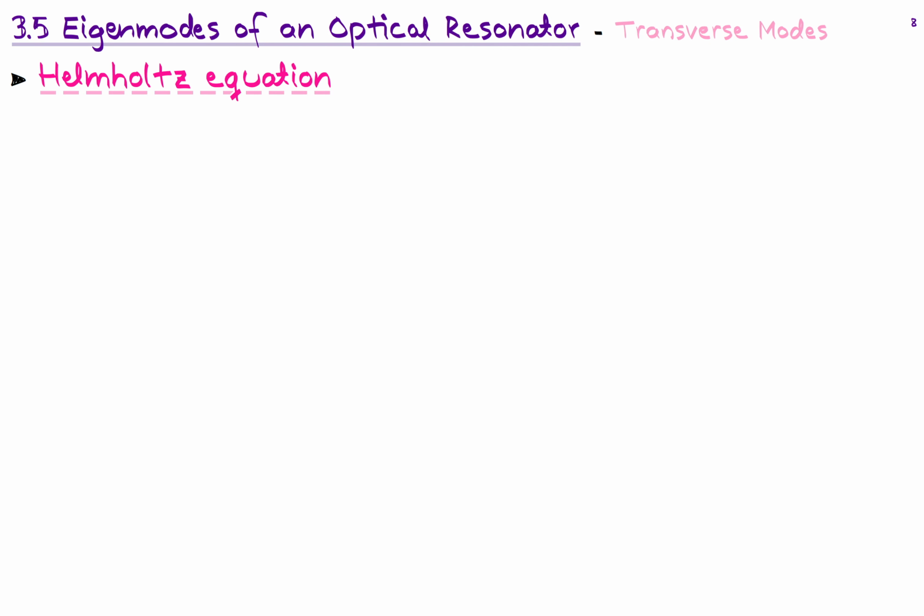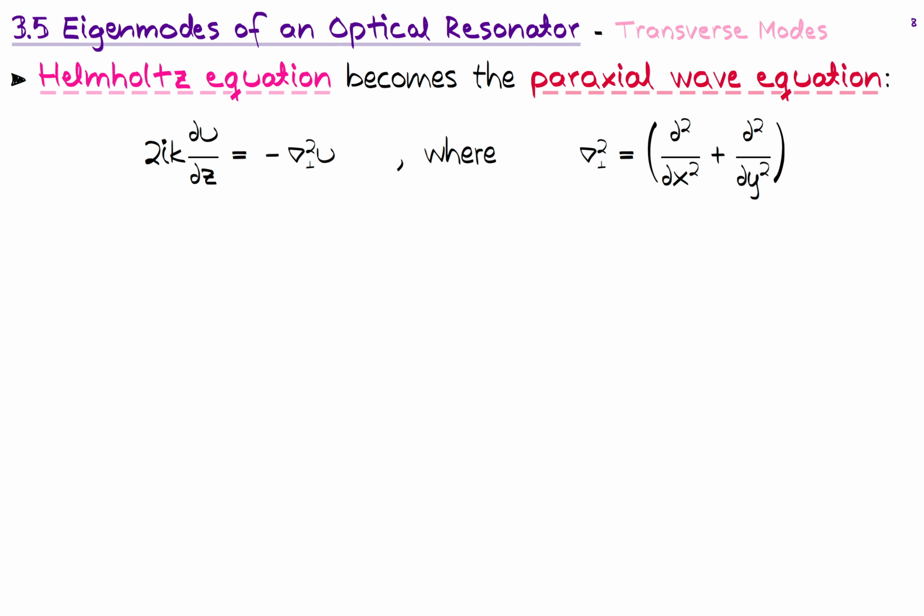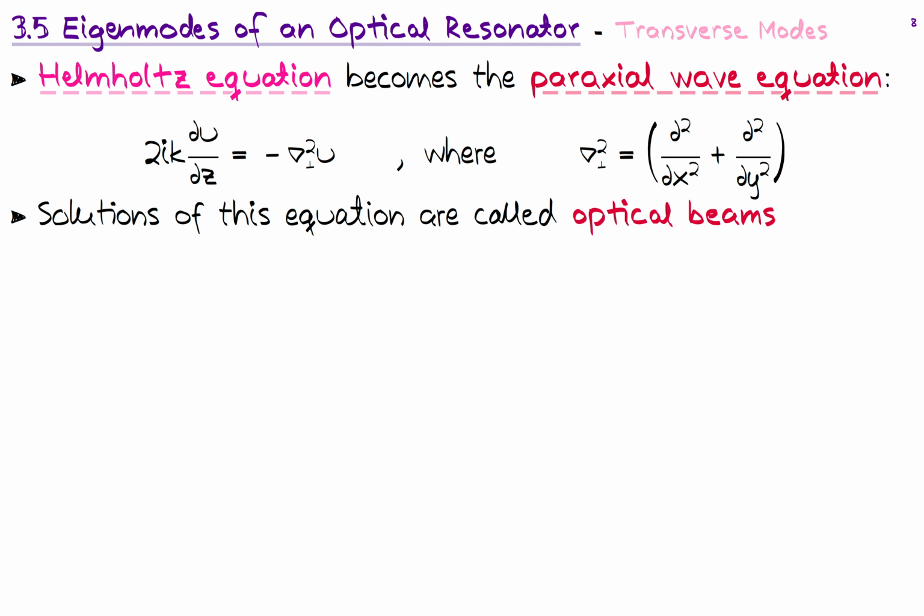The Helmholtz equation that follows basically becomes the paraxial wave equation. So we can write the previous differential equation in this form. Assuming the paraxial approximation holds, we have this transverse nabla squared of this form, so we are not dealing with the longitudinal field evolution here. And these solutions can be readily found, and the solutions to these differential equations are called optical beams.